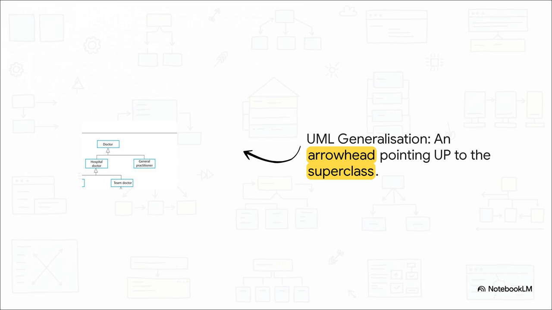That superclass holds the common attributes: for example, all doctors have a name and a phone number. The subclasses inherit those common traits, but add their own highly specific ones. A general practitioner works independently, so they might add a practice address, while a hospital doctor might add a staff number and a pager number.